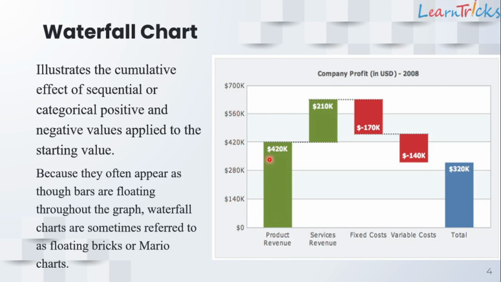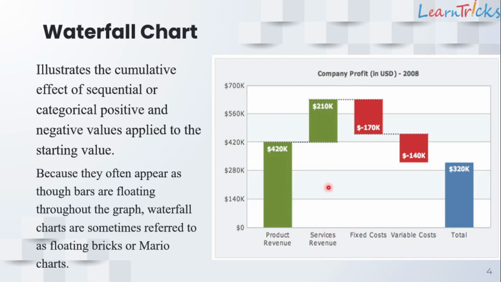First, our base or starting point is the product revenue, so it starts from 0. The product revenue is 420k, so it goes from 0 to 420, meaning our total product revenue is $420k. Then there is service revenue. The service revenue will not start from the base; it will start from 420, because we have to add these two. That's why at the top of the product revenue there is a dotted line, and the services revenue starts from that dotted line, right? And that is 220k.